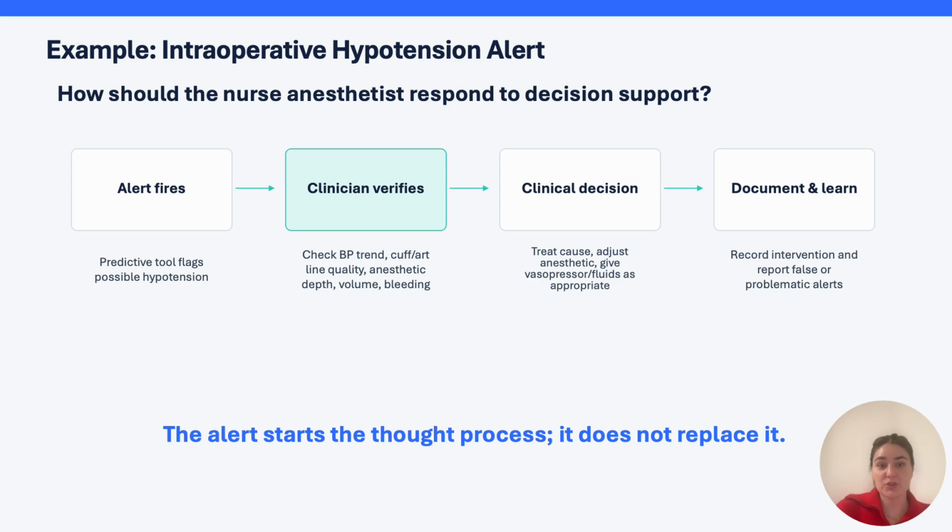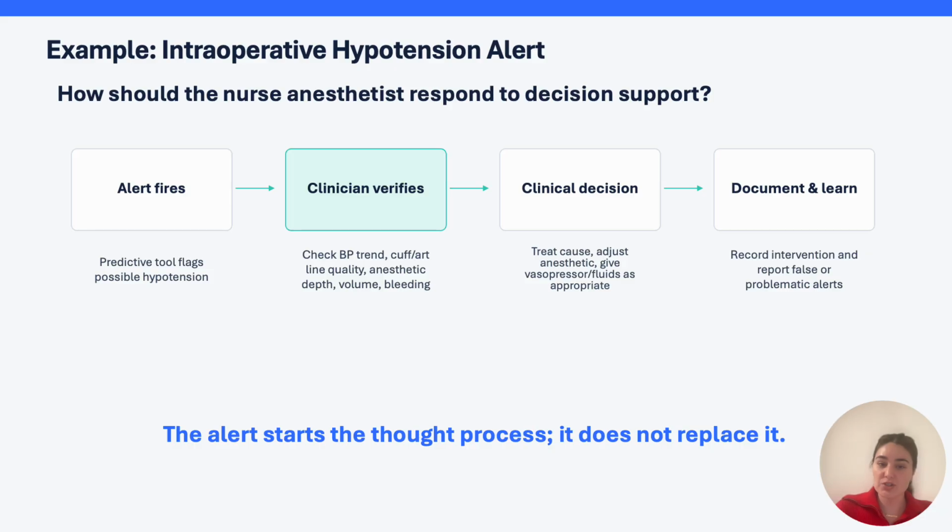This example demonstrates how clinical decision support should be used without replacing clinical judgment. Imagine that a predictive system alerts the nurse anesthetist that the patient is at risk for hypotension. The first step is not to immediately administer a medication. The provider should verify the information. This includes reviewing the blood pressure trend, checking the cuff position or arterial line waveform, assessing the patient's heart rate, evaluating anesthetic depth, and considering possible blood loss or decreased circulating volume.